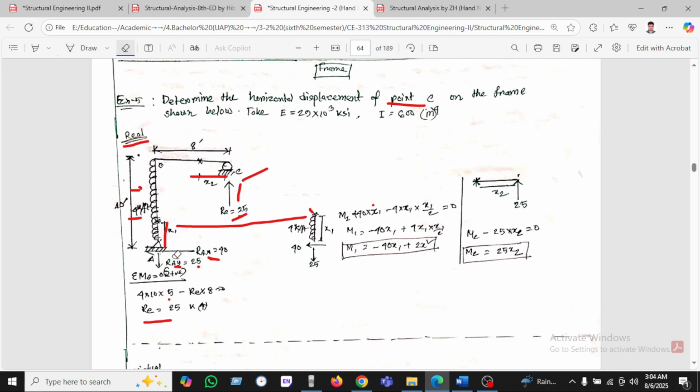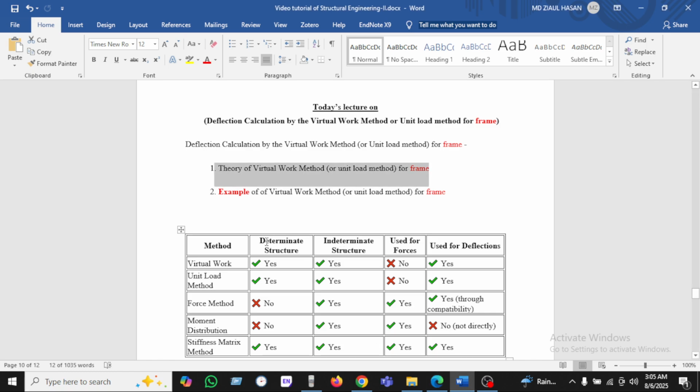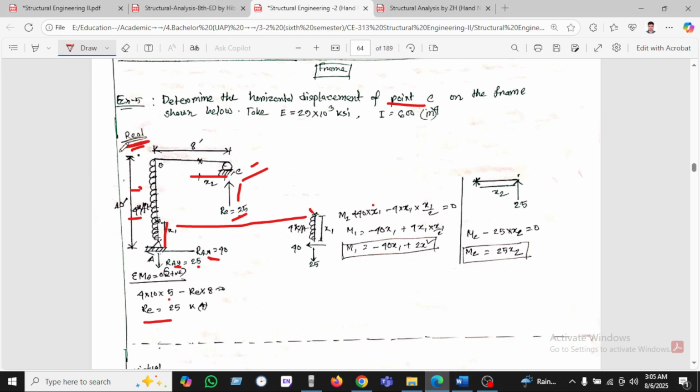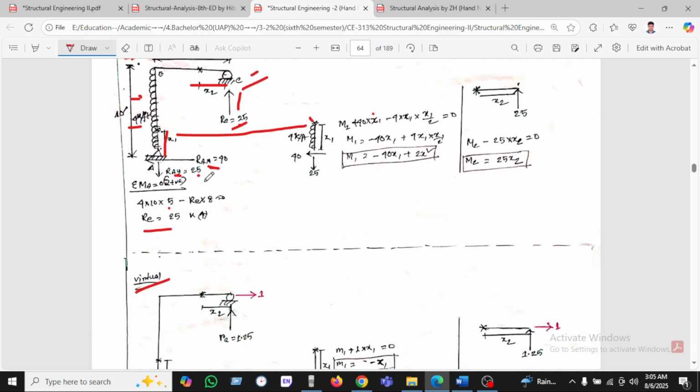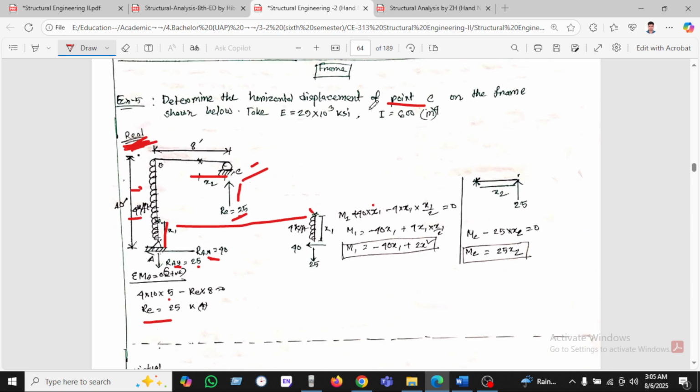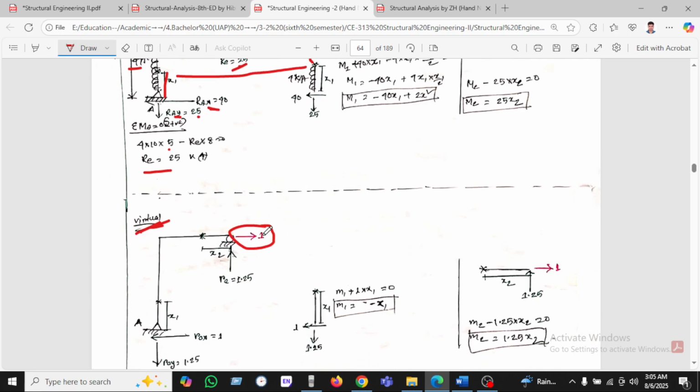Now we are going to solve this problem. As we need to calculate the deflection at point C, we can consider this frame a determinate structure. That's why we will use the virtual work method, or unit load method. In this method we use the real frame and another, virtual frame. In the virtual frame a unit load is applied where the horizontal displacement at C is asked.